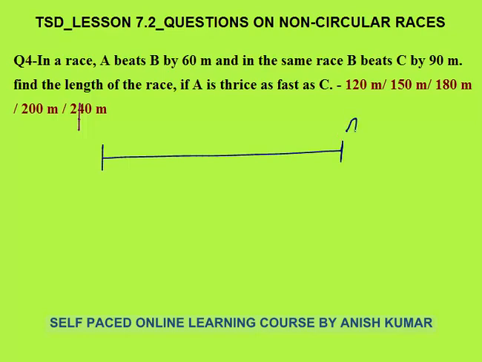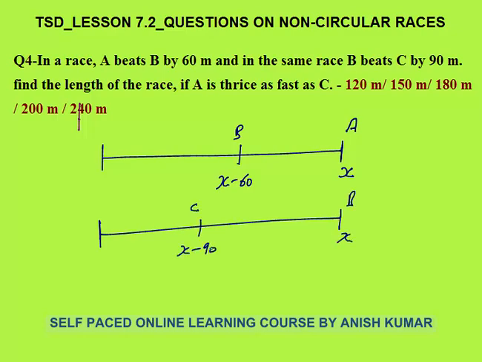A beats B by 60 meter. It means that when A is at x, B is at x minus 60. In the same race, B beats C by 90 meter. When B is at x, C is at x minus 90. The ratio of A is to C speed is given: it is 3 is to 1.